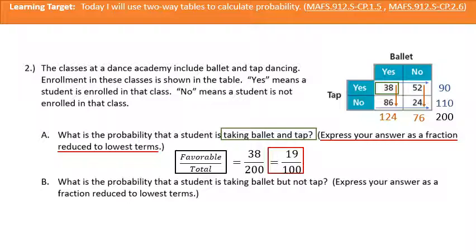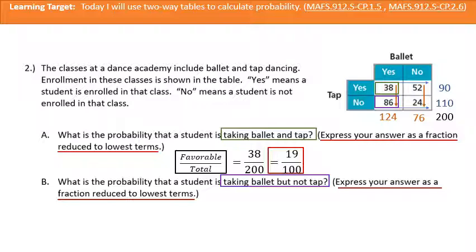Okay, so they're going to say yes to ballet and they're going to say no to tap. Okay, yes to ballet, no to tap. So let's look at our table. Look where it's yes to ballet and no to tap. What number do you think that is? Should have said 86. Okay, how are we going to express our answer? As a fraction reduced to lowest terms.